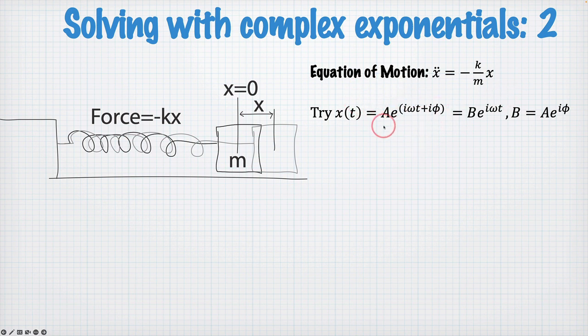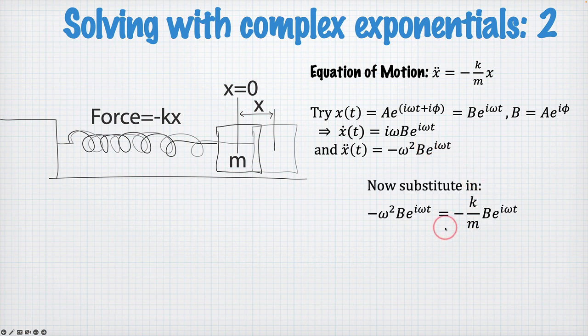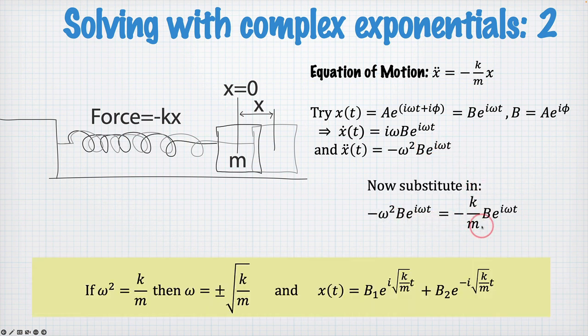So here's our solution again as a complex exponential, but this time I'm going to write it as B, where B is now a complex number, equal to A times e to the i phi. So we've taken the complex exponential here and included it in a complex factor out the front. Now we can do exactly the same process where we substitute it in and use the derivatives, and we find the same value for the frequency. But now when we take the square root of k on m to get omega, we're going to take the positive and negative square roots seriously.